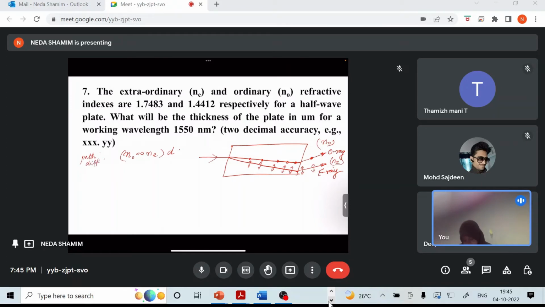Now, if this is the path difference, then delta, the phase difference, is 2 pi by lambda multiplied by the path difference. It is a half wave plate. So what is the phase difference because of the half wave plate? Pi. So pi is equal to 2 pi by lambda times (No minus Ne).